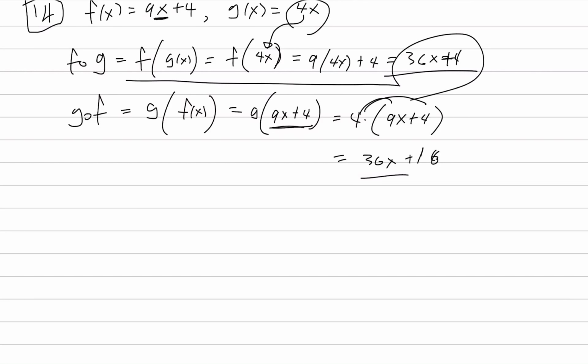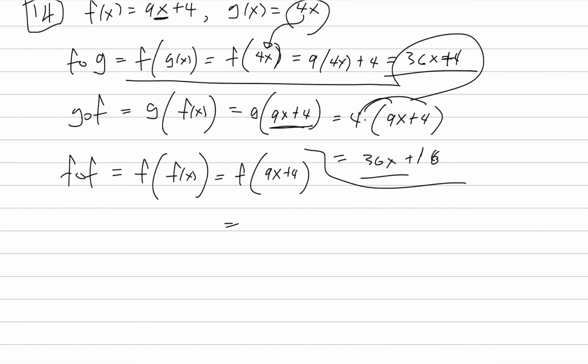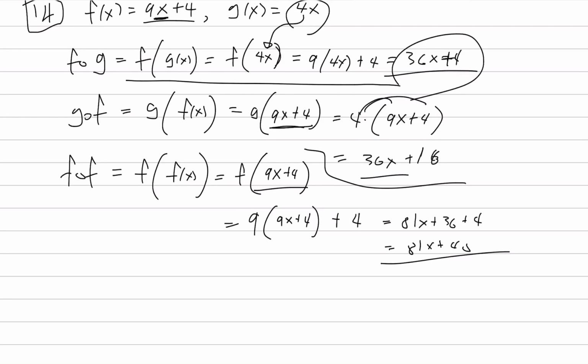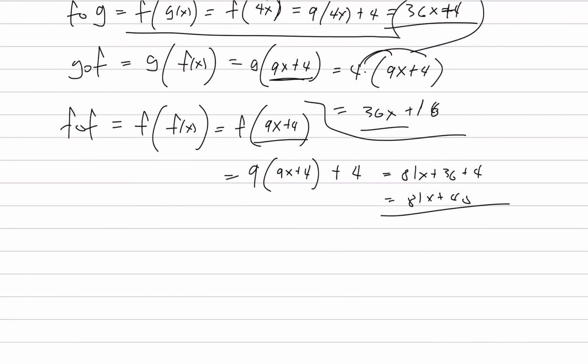Now they're asking us for f of f. That means f of f of x. So then f of 9x plus 4. That means I'm plugging in 9x plus 4 into the function 9x plus 4. So 9 times 9x plus 4, and then plus 4. This gives me 81x plus 36 plus 4, which gives me 81x plus 40. Still domain is all real numbers. This is a polynomial, right?